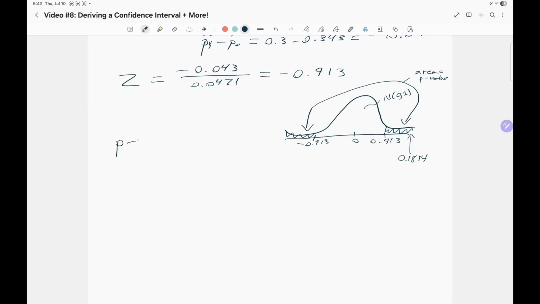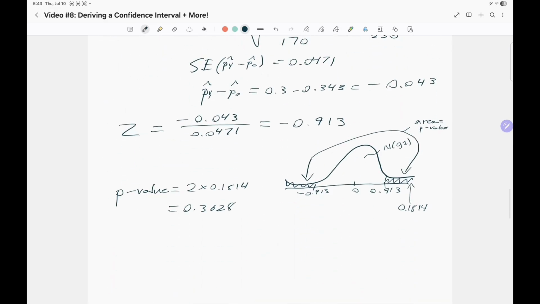So the p-value is going to be 2 times that, 0.1814, and so it's going to be 0.3628. That I could do mentally. I'll do it in the calculator too because we're already using so much time. Yep, that's right. And just by looking at that, that's a pretty large p-value.